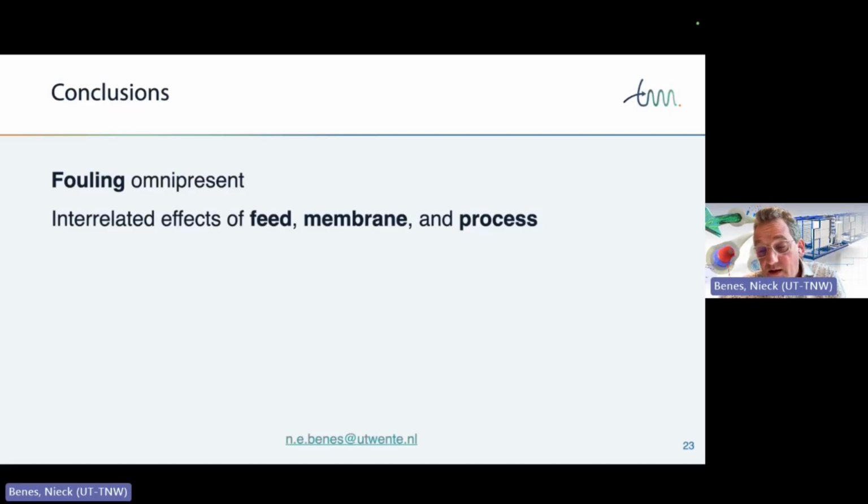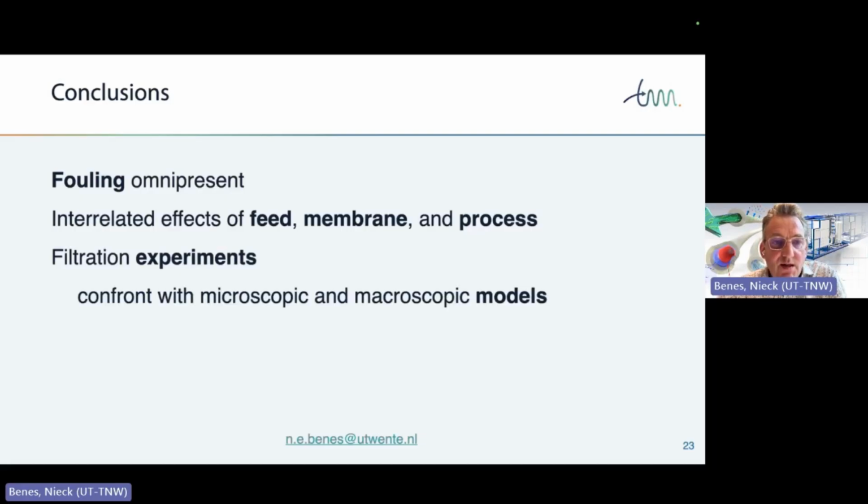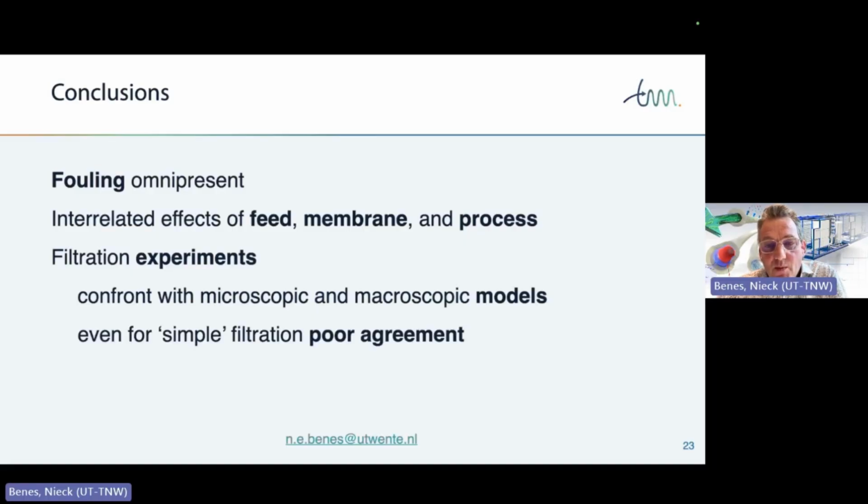All these things are interrelated, and it's very difficult to properly characterize these processes. So if you go, for instance, for filtration experiments, you can use these microscopic and macroscopic models, but even for very simple filtration processes, simple data sets, it's already difficult to predict what the fouling behavior will be, and the analysis is typically quite complicated. So therefore, other approaches could be very valuable. For instance, looking at what is actually on the surface of your membrane by using autopsy methods.